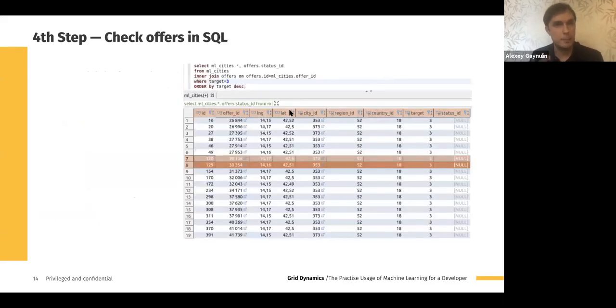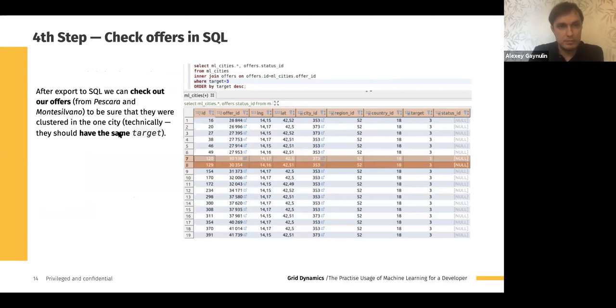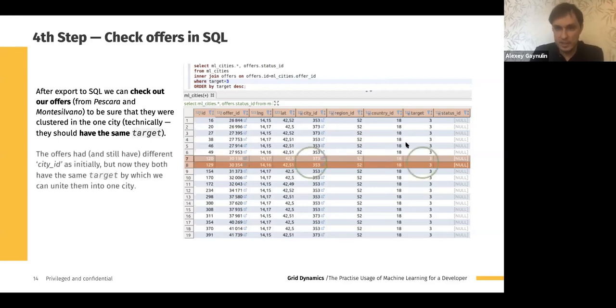So let's check the ML cities table, the table that keeps the result of our algorithm. As you can see, after export to SQL, we can check our offers from Pescara and Montesilvano. Do you remember them? Our inspected offers, to be sure that they were clustered in one city. Technically, they should have the same target. As you can see, really, they have the same target. The offers had and still have different city IDs initially, of course, but now they both have the same target value of 3, by which we can unite them into one city. So it's really very cool.